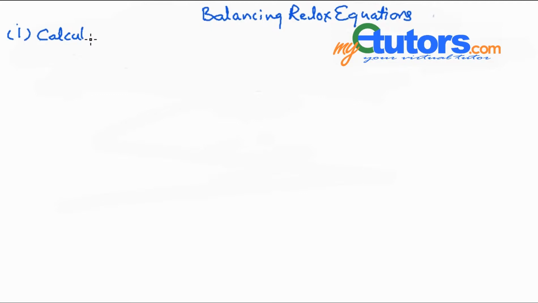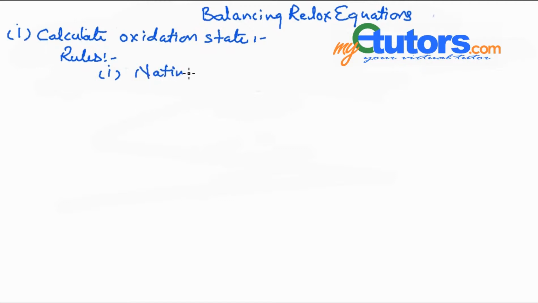The very first thing is how we will calculate the oxidation state of an element. So we are going through some rules which are used for calculating oxidation state of an element. The very first rule is that all the elements which are present in their native state, their oxidation state is considered as 0. That means iron in solid state would have 0 oxidation state.